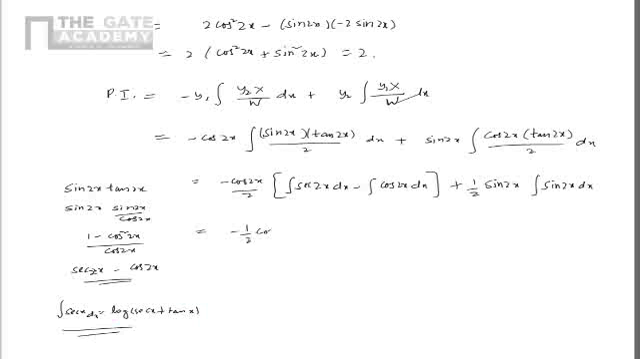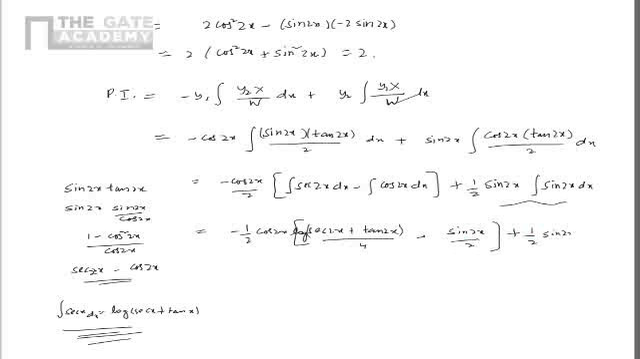So this is half cos 2x. Integral of secant 2x is log of secant 2x plus tan 2x, divided by the internal derivative, which is 2. And integral cos 2x is sin 2x by 2. Now this part will be half sin 2x, and the integral of sin 2x is minus cos 2x by 2. So on simplification, this comes out to be minus 1 by 4.